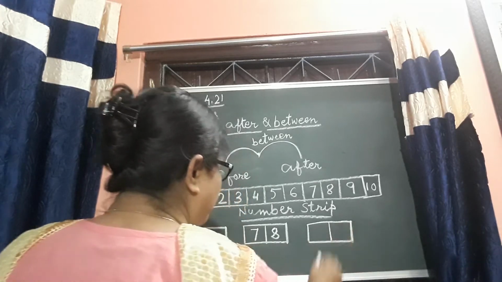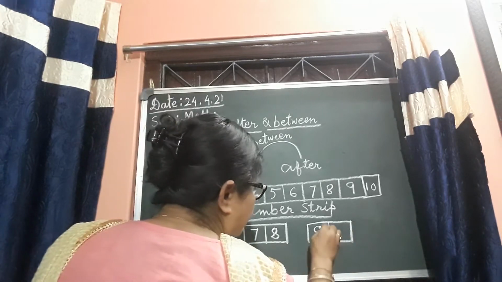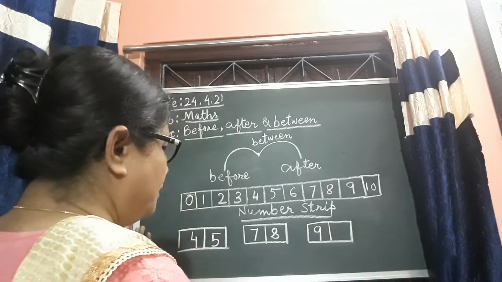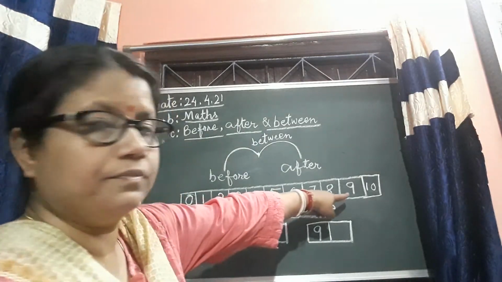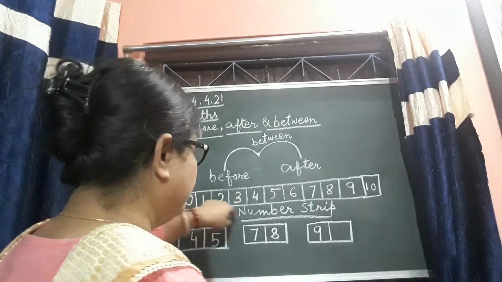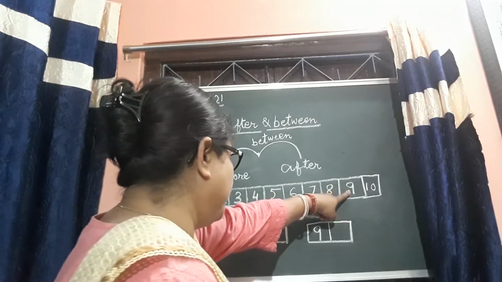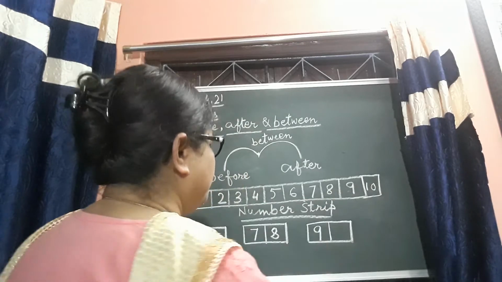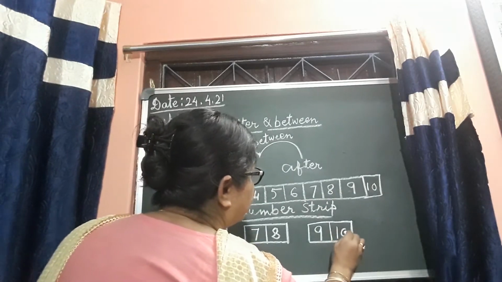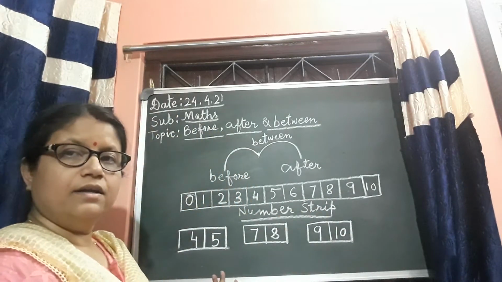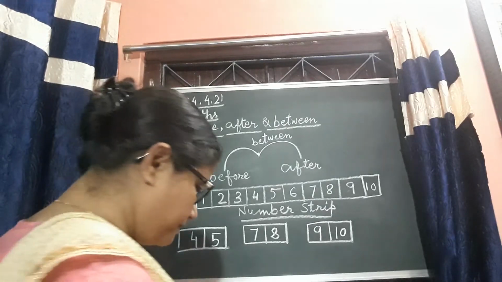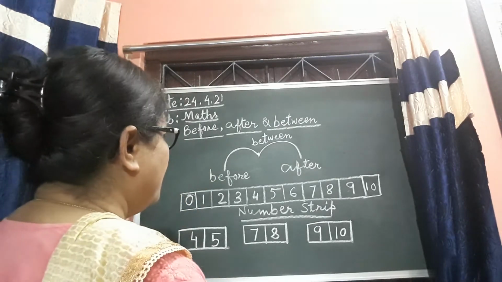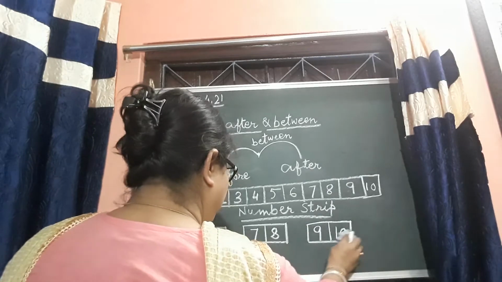Okay. I am taking another example for after number. I am writing here number 9. Now you check the number strip. Where is number 9? Yes, here is number 9. Which number comes after 9? Yes, number 10. Okay, children? Understood?